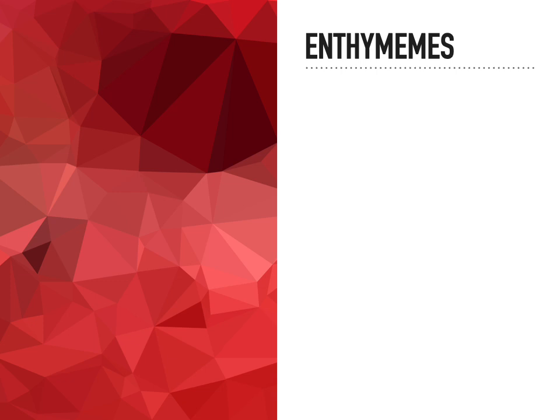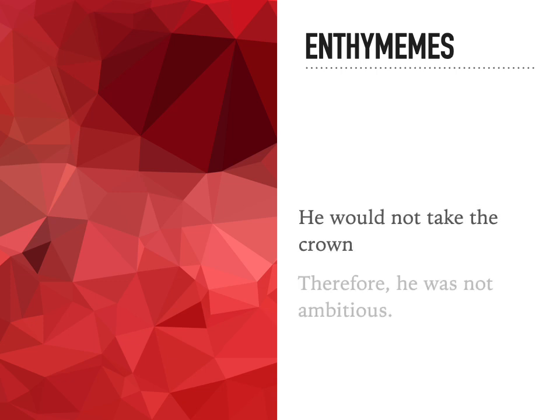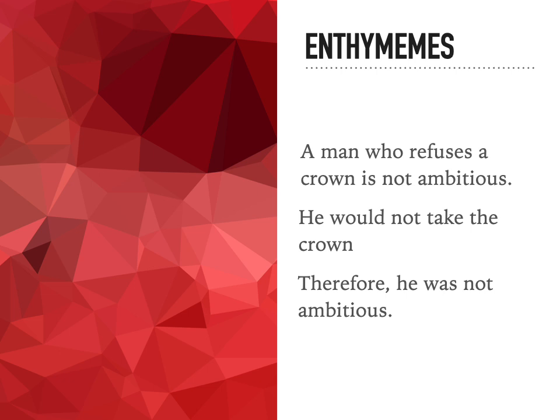So here's an example from Julius Caesar. He would not take the crown. Therefore, he was not ambitious. Again, this is an enthymeme. I've left part of the argument out, assuming that the reason people don't take the crown, the reason they don't want to be a king or a queen, is because they're not ambitious. That's the part that I have left out. However, there might be other reasons why this person would not take the crown.